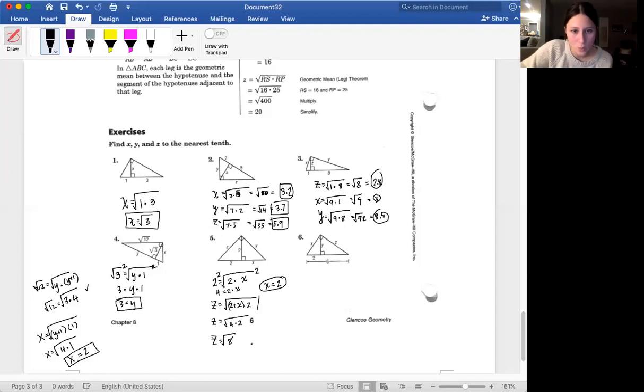Looking at y. Y equals 2 plus 2, because x equals 2, times x, which is 2. So it's the same thing, right? 4 times 2, which is the square root of 8. And the square root of 8 is about 2.8.